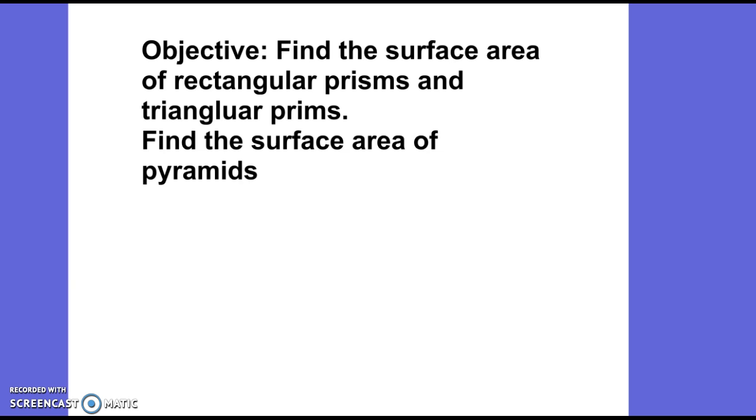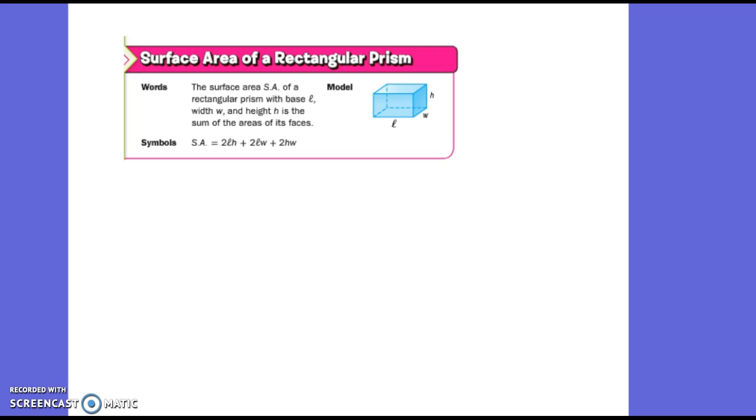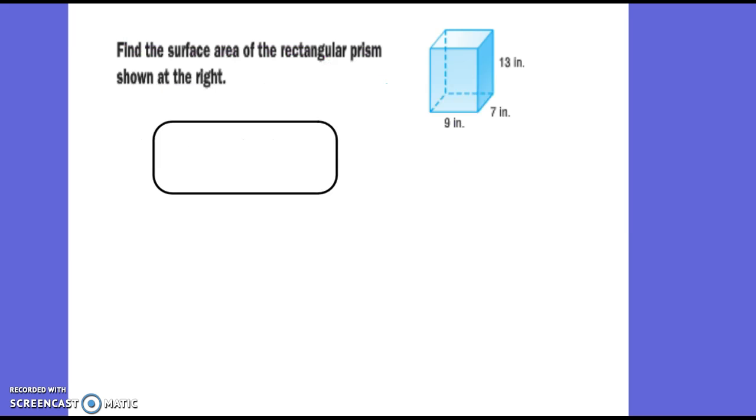So your objective today is to find the surface area of rectangular prisms and triangular prisms, and then you're going to find the surface area of pyramids. So working through this is the actual formula. Your rectangular prism is 2 length times height plus 2 length times width plus 2 height times width. Because you have 6 sides, that would add up to all 6 sides.